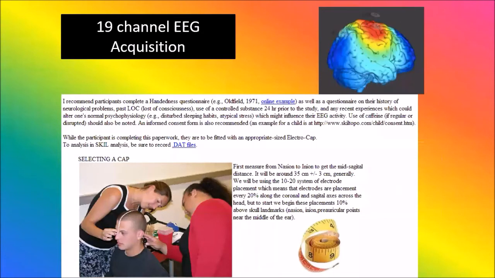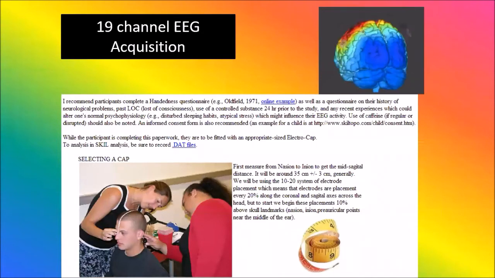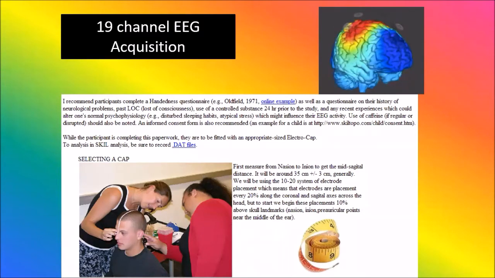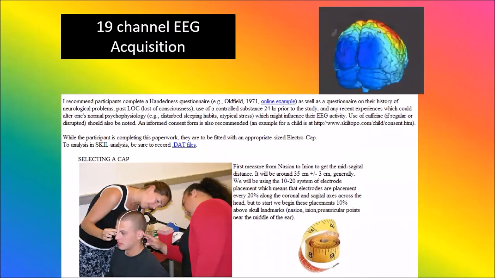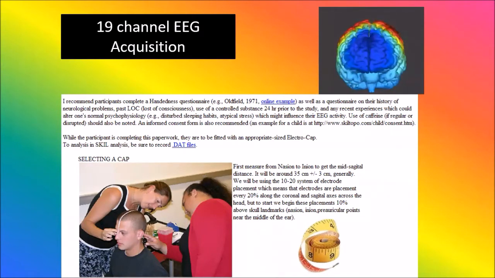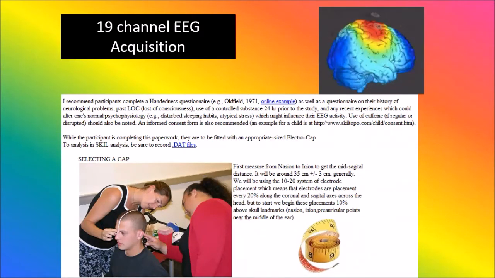How you get the EEG channels from an individual, first you measure the head for a cap, and as you get more experience, we pretty much know, looking at someone's head, what cap size they're going to use. There's only a handful of cap sizes. Often we'll find out the handedness.